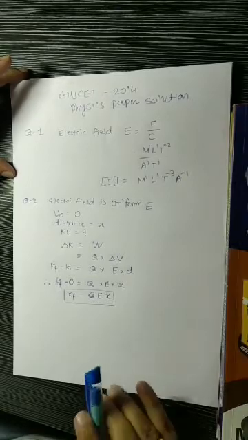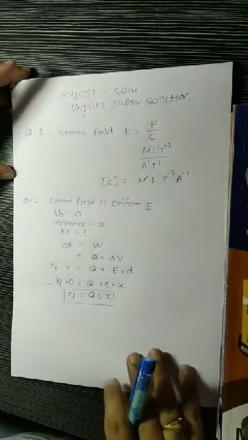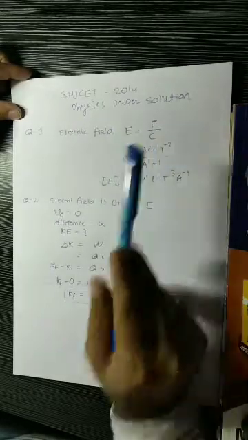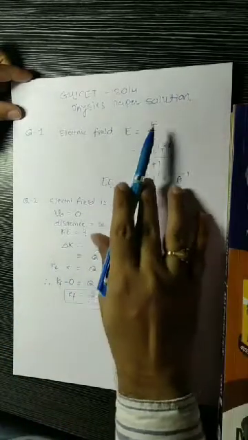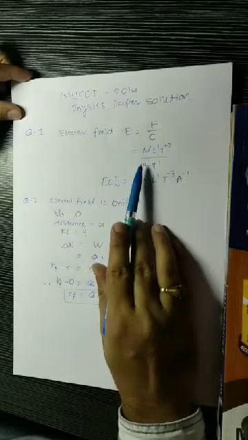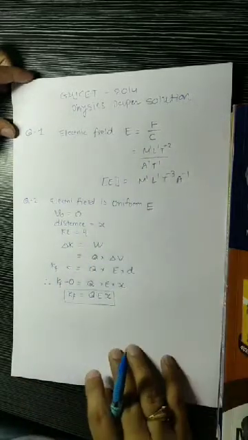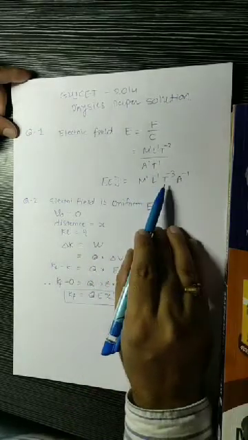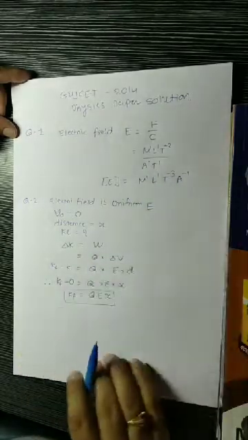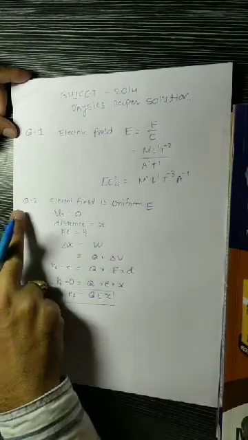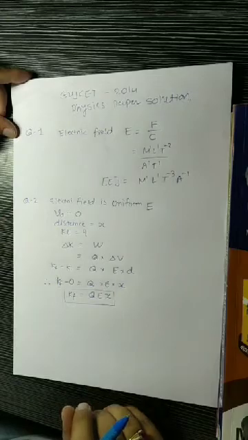Electric field E, we have to find out the dimensional formula of electric field. So electric field E is equal to force upon charge. The dimensional formula of force is M¹L¹T⁻² upon the dimensional formula of charge, that is A¹T¹. So if we solve this, we get M¹L¹T⁻³A⁻¹. This is the answer of our first question.